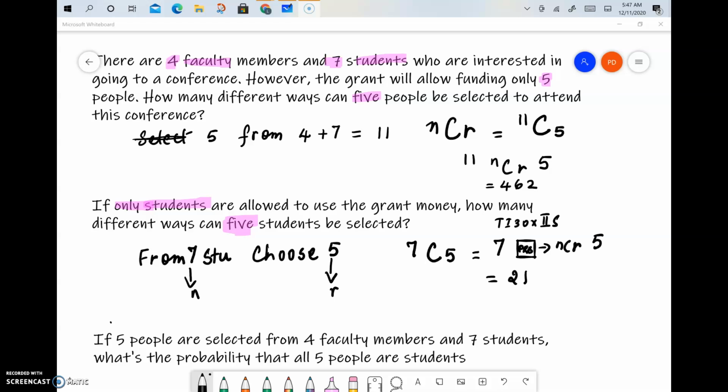Now the second part of the question is, if only students are allowed to use the grant money, how many different ways can 5 students be selected? So now there is a restriction. We cannot include faculty. So now there are 7 students, and from the 7 students we can only choose 5. So 7C5. From 7 choose 5. N equals 7, R equals 5, and using your calculator function you get 21.